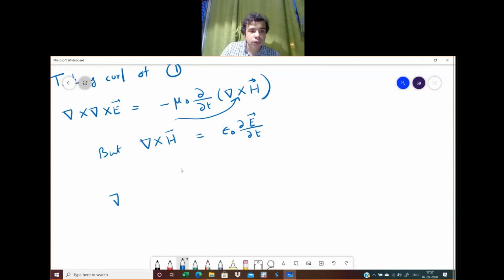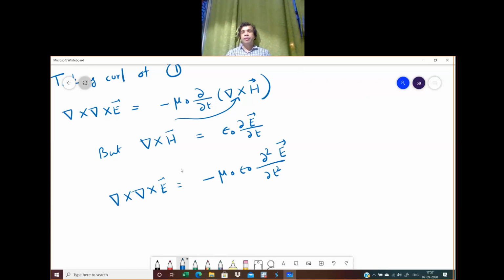So curl of curl of E is equal to minus mu naught epsilon naught del squared E del t squared. Can we write this? Is it okay?